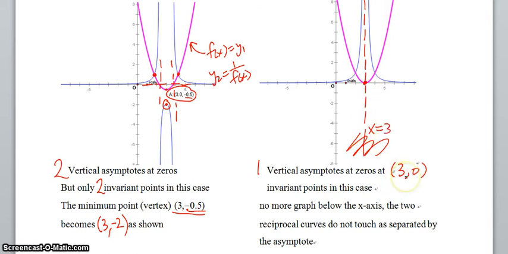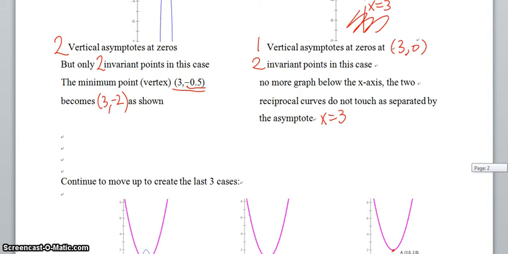How many invariant points? 1, 2. So there are 2 invariant points in this case. No more graph below the x-axis. The 2 reciprocal curves do not touch, as they are separated by the asymptote x equal to 3. Okay, so that is your graph, and then you just make two curves here, right? Approaching your asymptotes. The asymptote is always like the guide to bound your curves, to give you a guide where the curves go, and it will cross the invariant points.